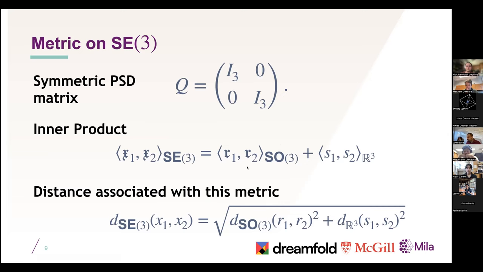Now, if you use this metric that we've defined over here, the distance between two SE3 elements happens to be the square root of the distance on SO3 squared plus the distance on R3 squared. The R3 distance is just your familiar L2 distance or Euclidean distance. And the SO3 distance is what we formalized with the logarithmic map and the Frobenius norm last time. So far, I hope everything is a bit clear. The background is a bit fast, but this is what we need to actually build FoldFlow.